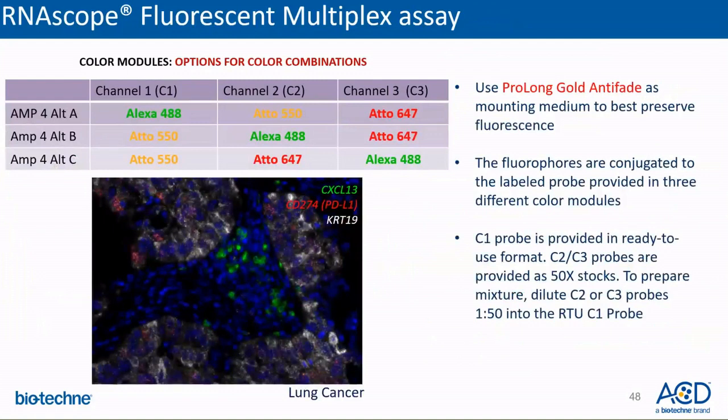Coming to fluorescent multiplex V1 assay, this is used for detection of up to 3 targets. Here you can use different AMP4 alternatives, A, B, or C, for the different fluorophore combinations. We recommend using ProLong Gold anti-fade mounting media to preserve the fluorescence.